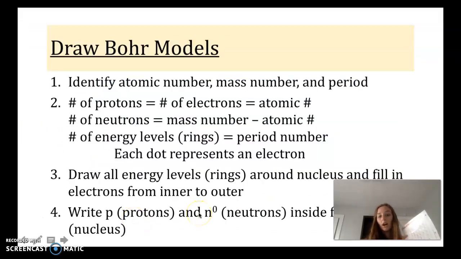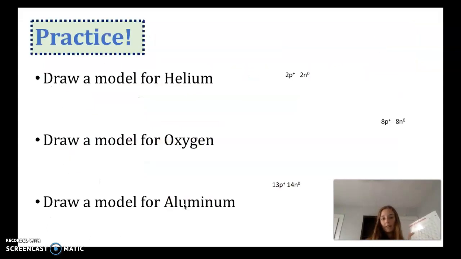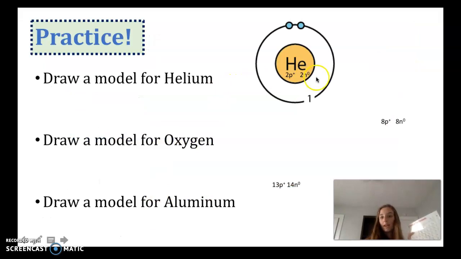Next, it says draw all the energy levels. Well, since it's in the second group, I know it's going to have 2 energy levels, or 2 orbitals, 2 rings. And then I can draw all of them. Of course, I would draw them and then write the protons and neutrons inside the inner circle. So it would look like this. Again, I just had 1 ring, 2 electrons, 2 protons, 2 neutrons there.